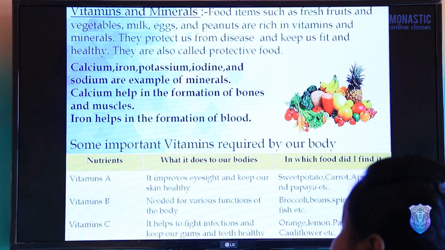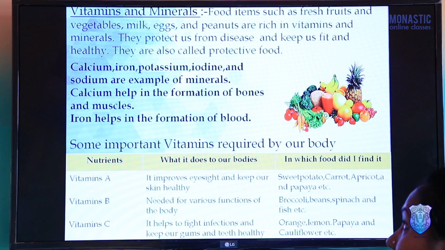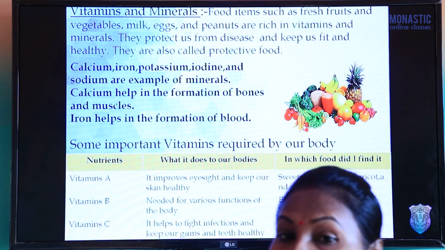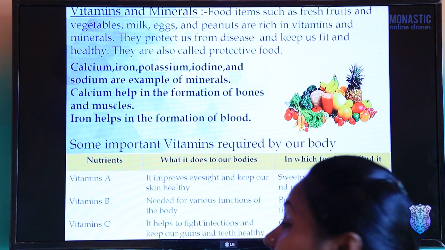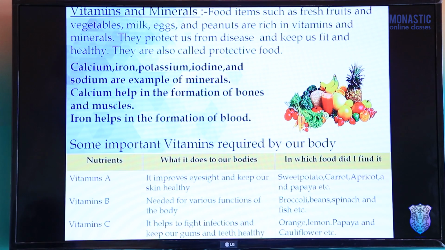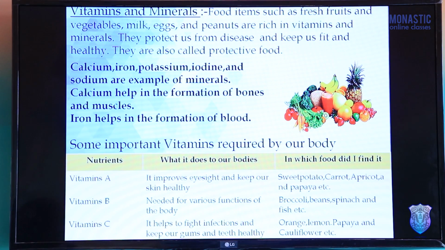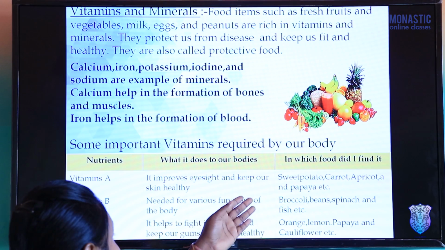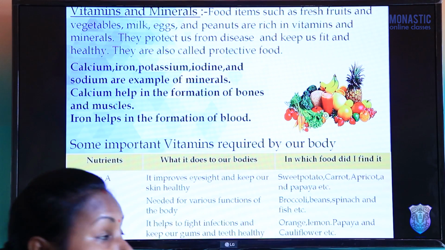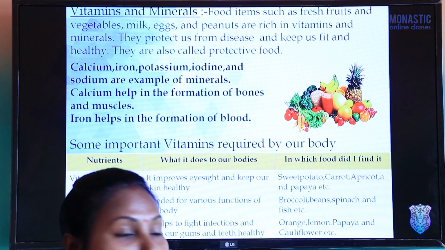Now next is minerals. Calcium, iron, potassium, iodine, and sodium are examples of minerals. Calcium helps in the formation of bones and teeth. Iron helps in the formation of blood. Here are some of the importance of vitamins that are required by our body. Vitamin A helps to improve eyesight and keep our skin healthy. We find it in sweet potatoes, carrots, apricots, papaya, etc.